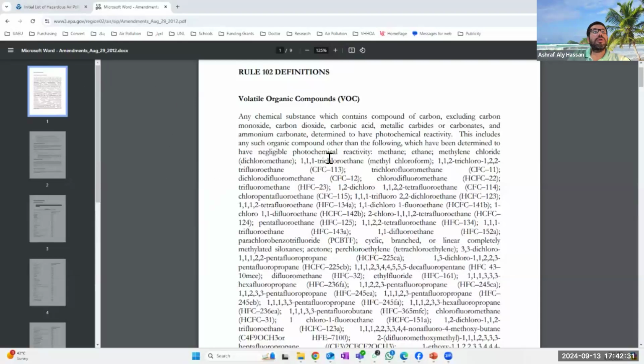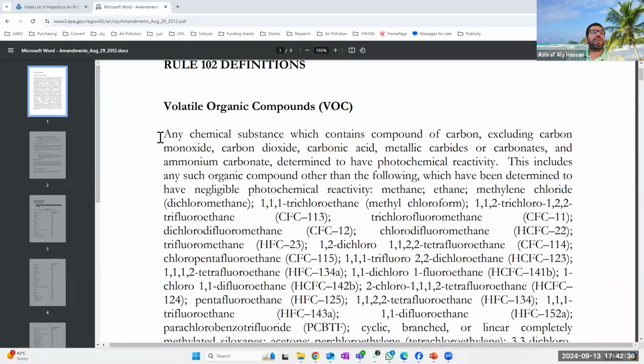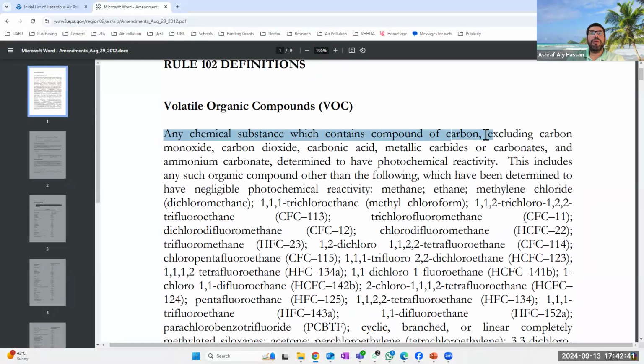So in this definition over here, the volatile organic compound is any chemical substance which contains compounds of carbon, excluding carbon monoxide, carbon dioxide, carbonic acid, metallic carbides, or carbonates, ammonium carbonate, determined to have photochemical reactivity. So the EPA definition of VOC is a little bit different than the definition that any scientist will use. Scientists will only say the VOC is whatever partitions, because it's volatile. That's what the definition of VOC is.